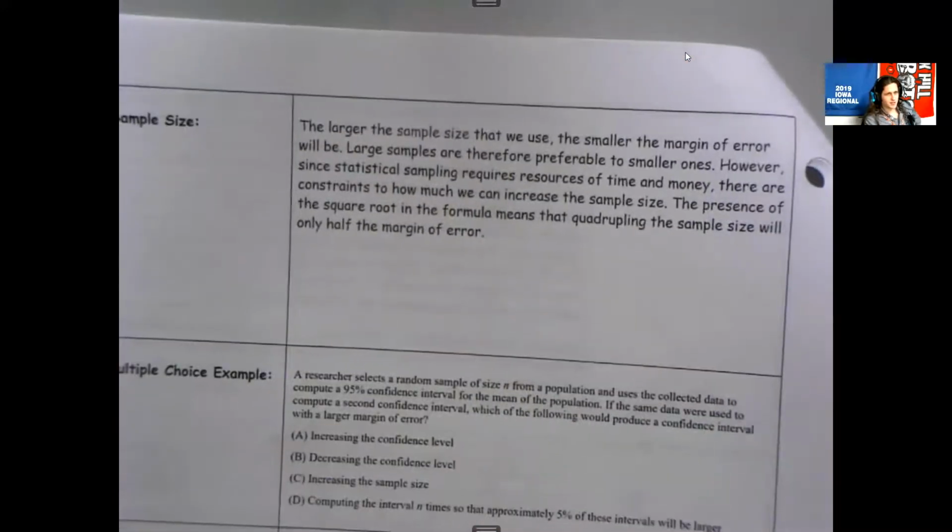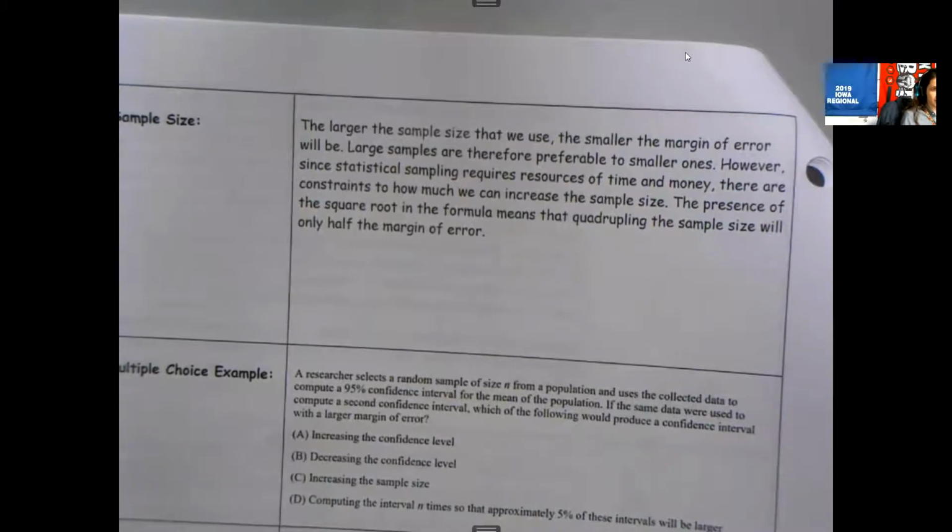But the one last thing I do want to show you, two things. One's a theme that we've seen over and over. The larger the sample size we use, the smaller the margin of error will be. Larger sample size is obviously preferable, but sampling takes money.